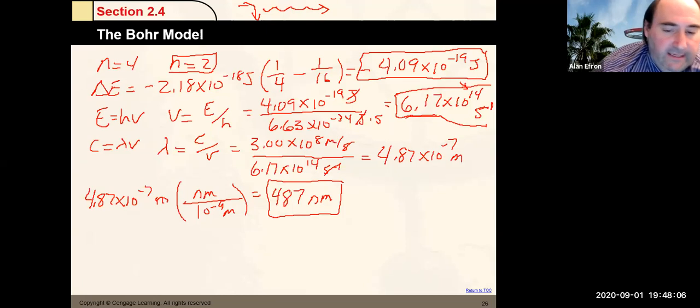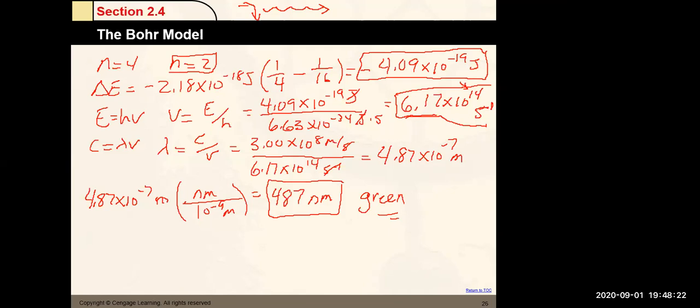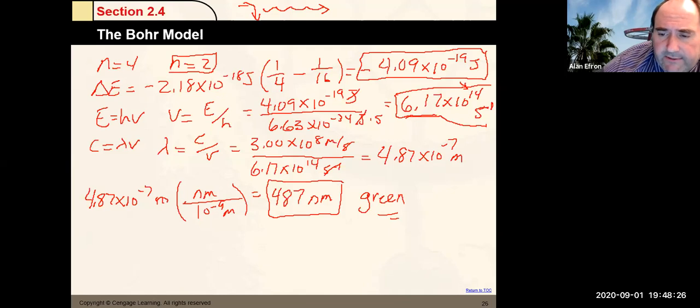And again, you might end up with 486 if you did a little bit more rounding than I did. It's okay. And in terms of color, this is somewhere near green, where it's coming off. Any questions on that particular one? Do you always convert it to nanometers at the end? You don't always have to convert it to nanometers.